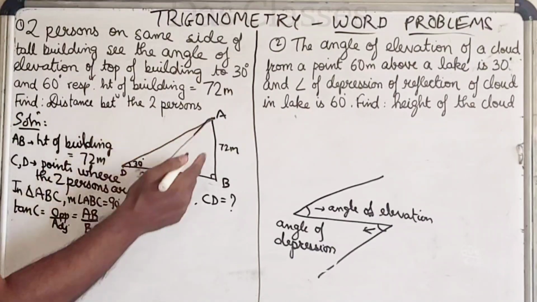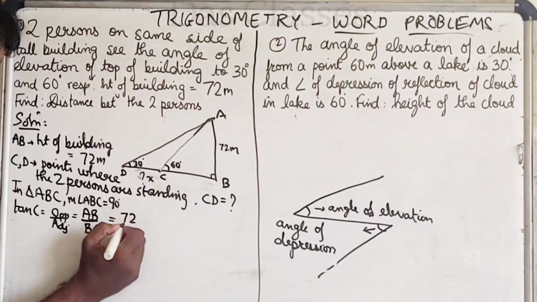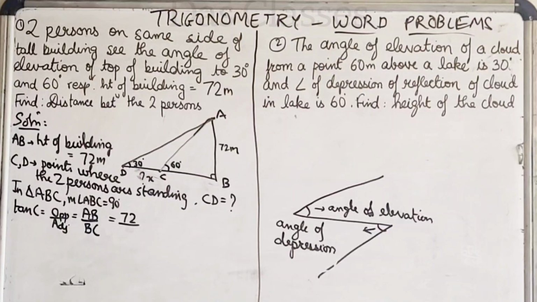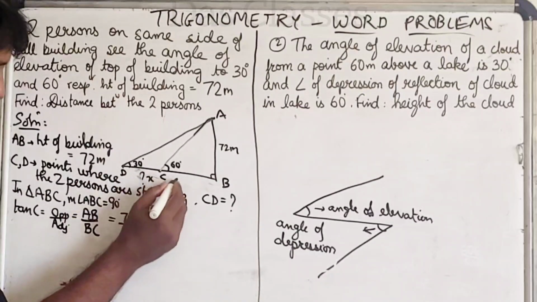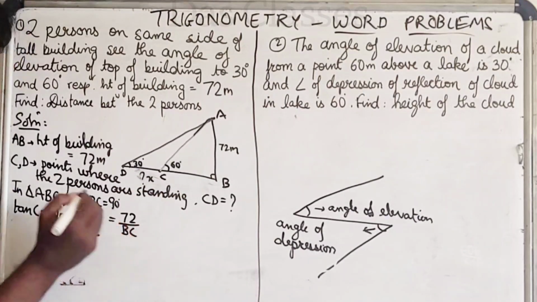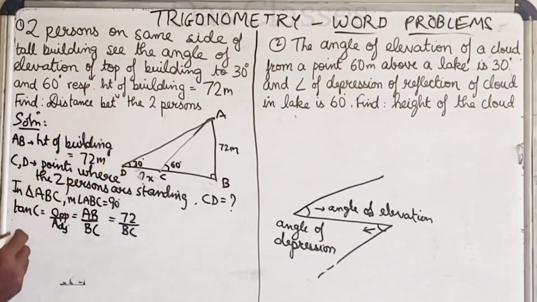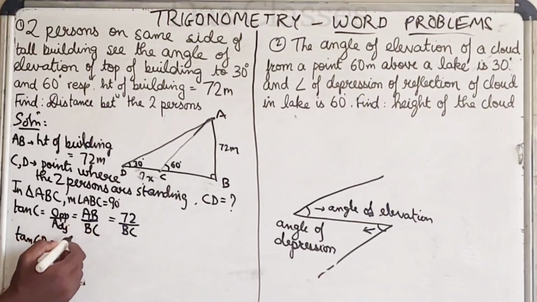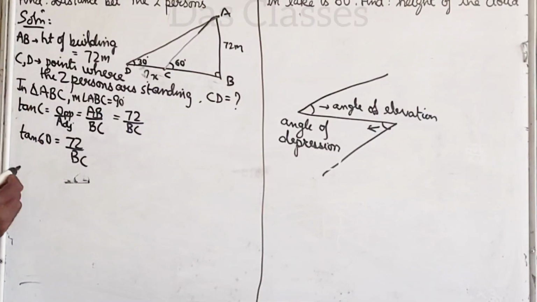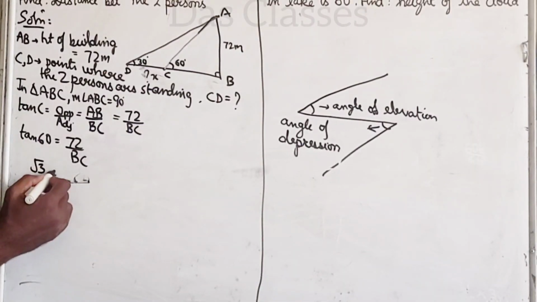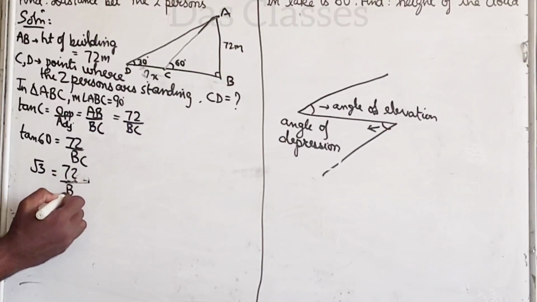Now AB is 72 meter and BC is, we don't know, let's write it as BC itself. Now this angle is 60 degrees. So tan 60, it's a standard value. Tan 60 is going to be equal to 72 upon BC. Now as you know, tan 60 is a standard value, it's root 3. Root 3 is equal to 72 upon BC.